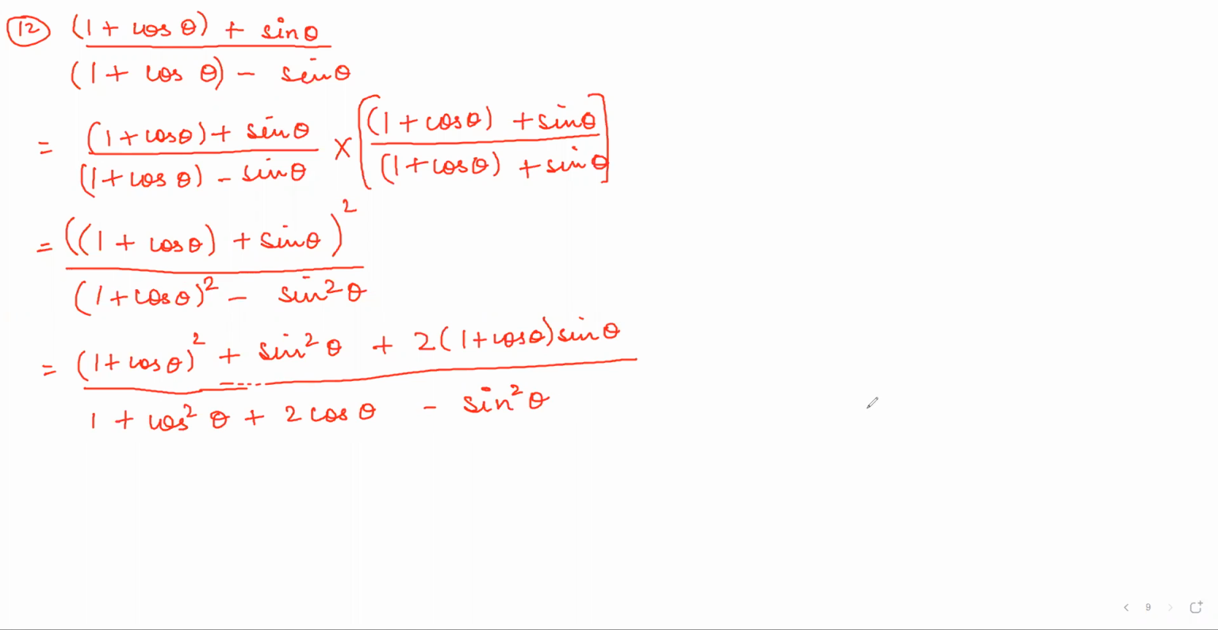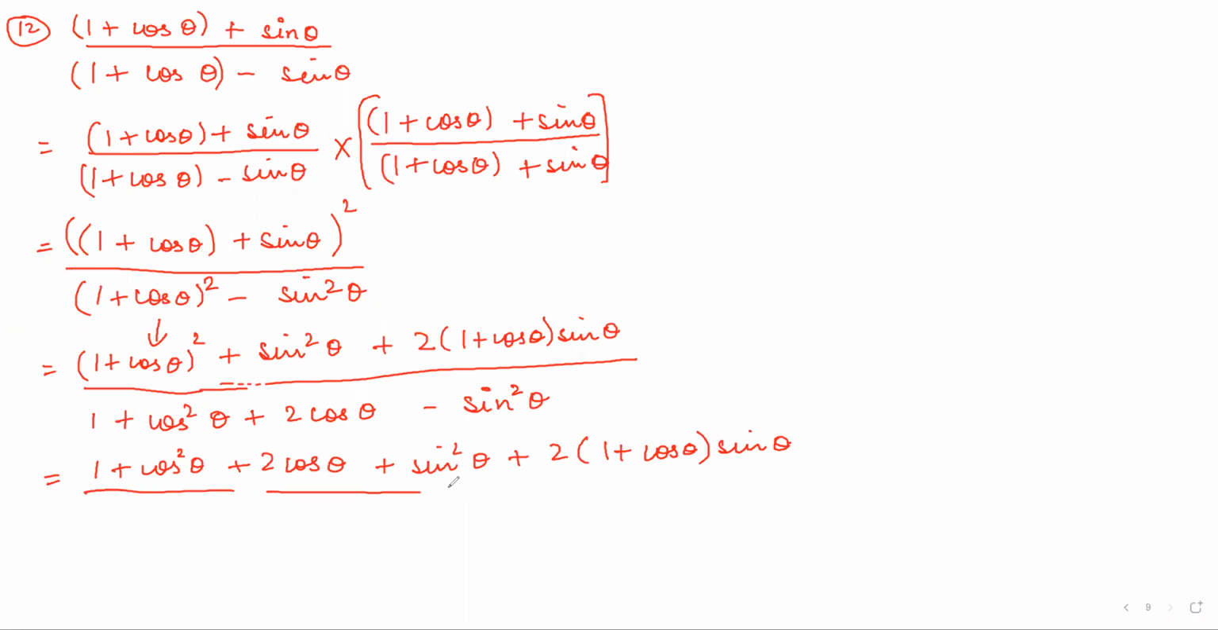Yes, ma'am. Okay, now again open this bracket. I'm opening all the brackets now. So this is again (a plus b) whole square. So 1 plus cos square theta plus 2 cos theta, and then other terms sine square theta plus 2 into (1 plus cos theta) into sine theta.